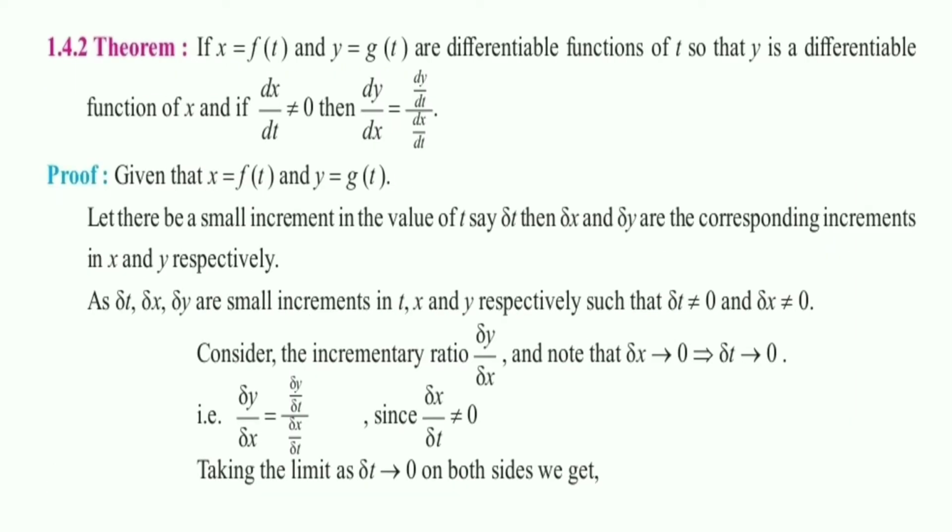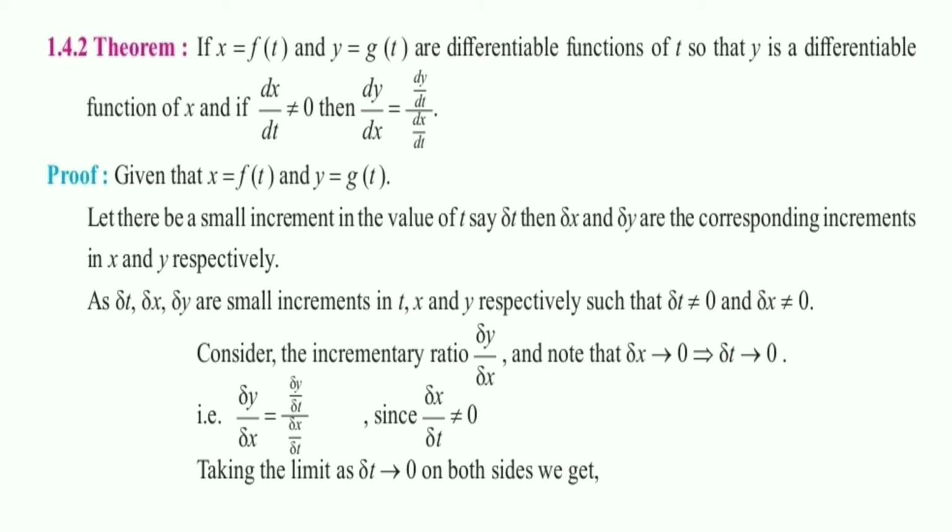Theorem: if x equal to f of t and y equal to g of t are differentiable functions of t so that y is a differentiable function of x, and if dx by dt is not equal to 0, then dy by dx equals dy upon dt upon dx upon dt. Proof: given that x equal to f of t, y equal to g of t, let there be a small increment in the value of t, say delta t. Then delta x and delta y are the corresponding increments in x and y respectively.